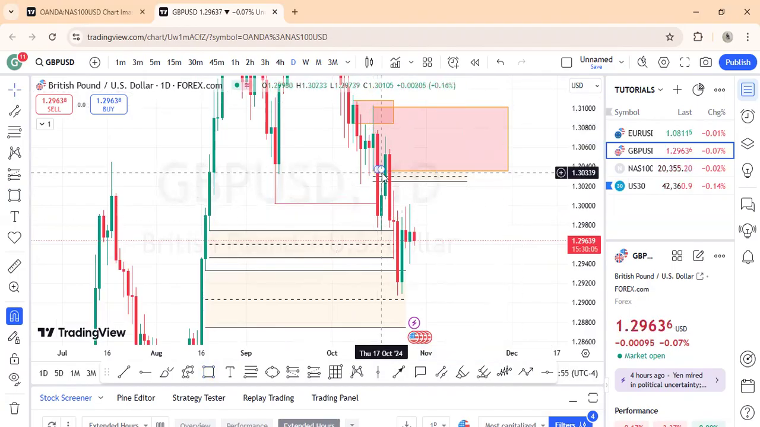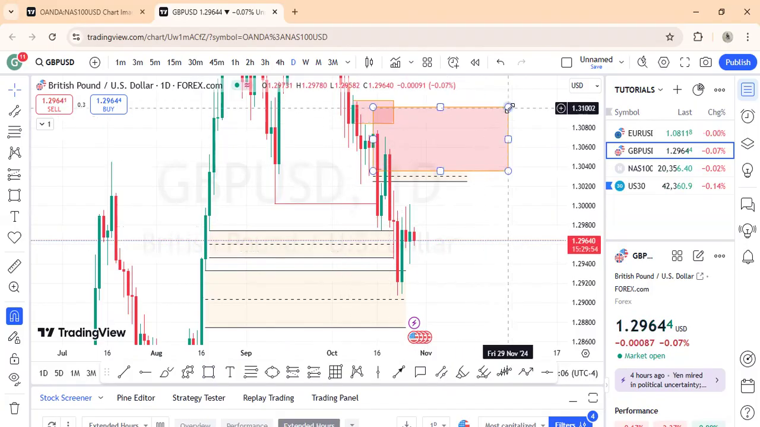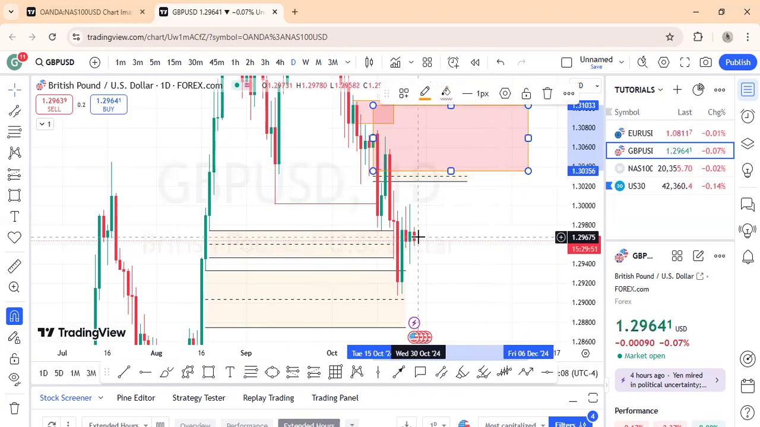So this order block, that one I'll teach you guys about tomorrow: high probability order blocks. That will be tomorrow's topic. I'll tell you guys when an order block is high probability and when it's low probability. Right, so can you see it?